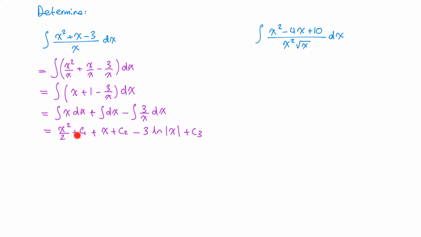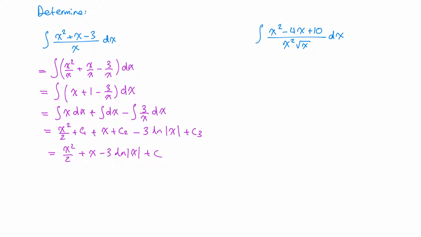And now I will combine all the constants together and change them into just one c, and I get x squared over 2 plus x minus 3 ln of x plus c as my final answer.